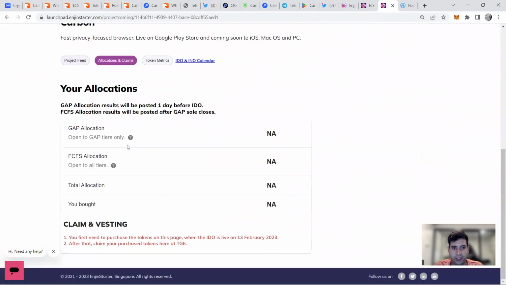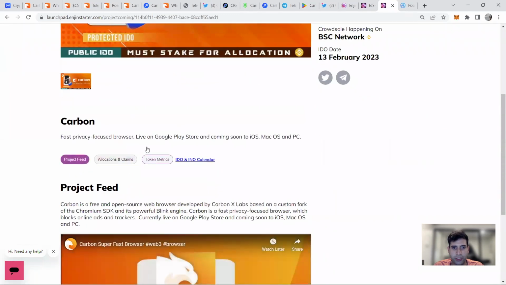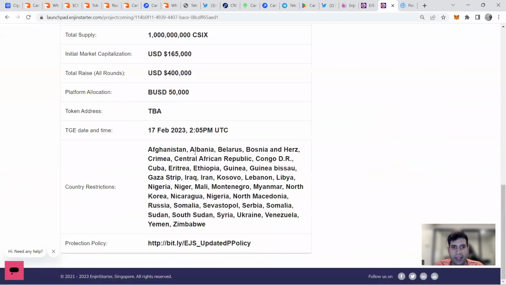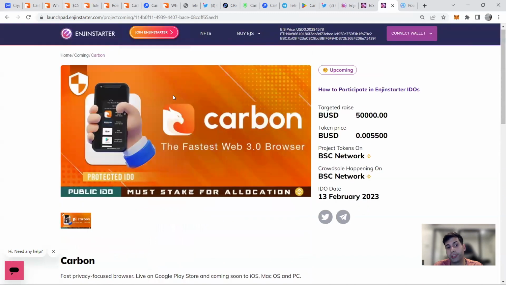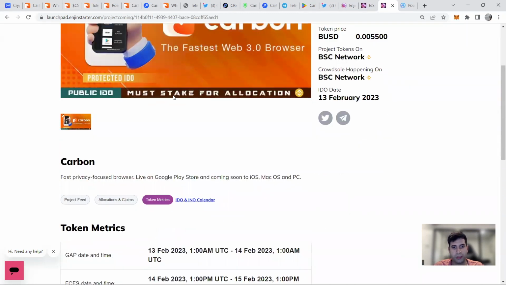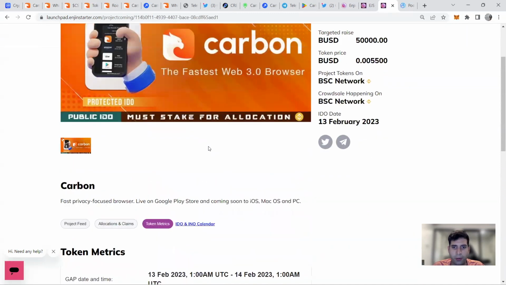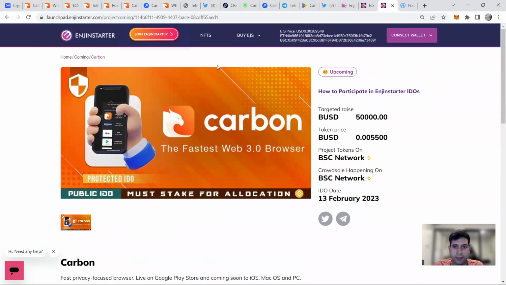So allocations and claims, how to do it, what's the project field, token metrics, and the policy, and how to do the KYC. By the way, this project is covered on the protection policy. So it makes sure it stays above the IDO price, or the participants get refunded, basically. So it's a safe, guaranteed sort of IDO. So the sale is on the 13th.